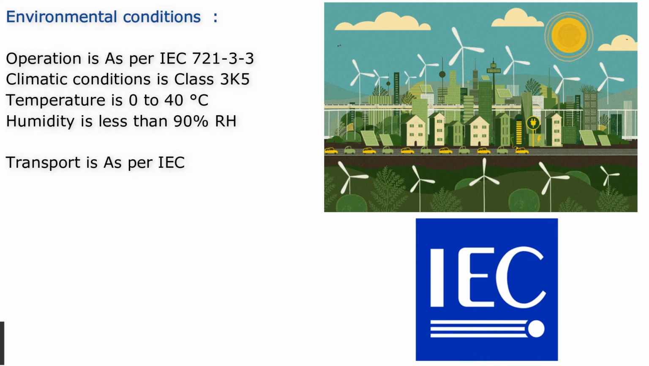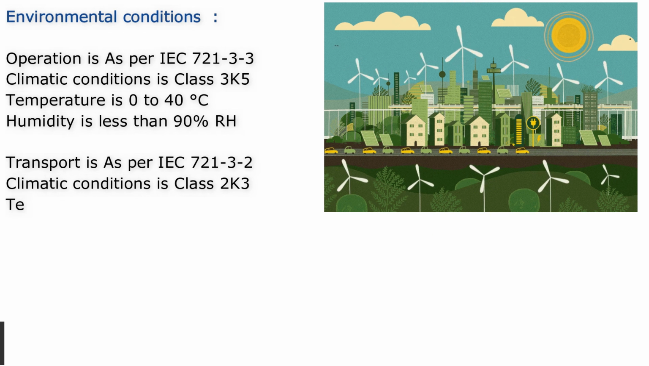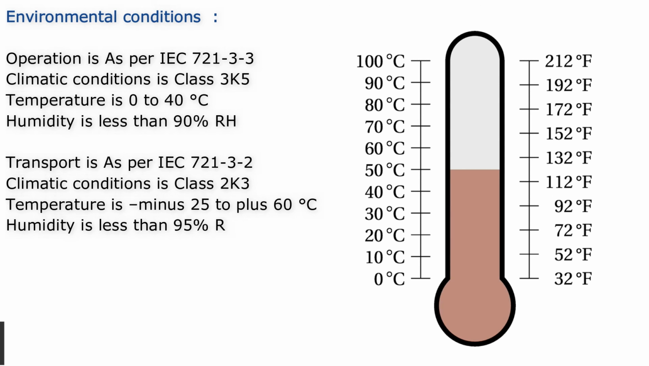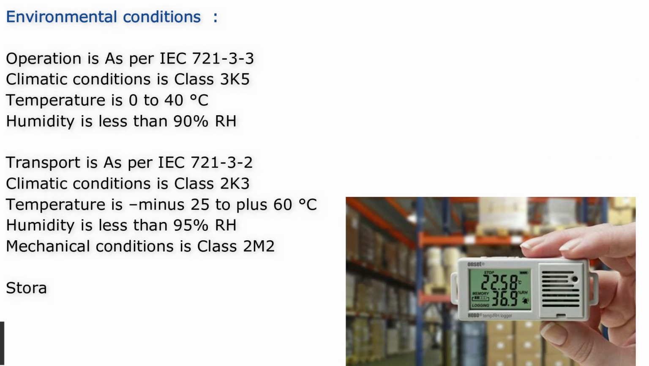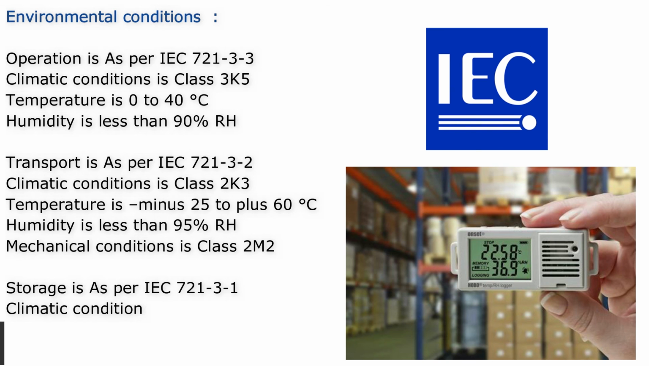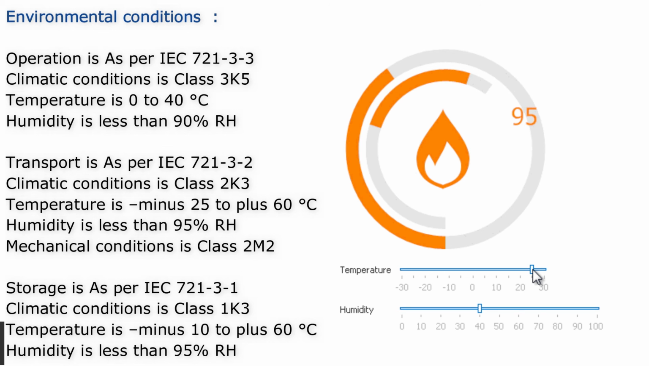Transport is as per IEC 721-3-2. Climatic conditions is Class 2K3. Temperature is minus 25 to plus 70 degrees Celsius. Humidity is less than 95% RH. Mechanical conditions is Class 2M2. Storage is as per IEC 721-3-1. Climatic conditions is Class 1K3. Temperature is minus 10 to plus 70 degrees Celsius. Humidity is less than 95% RH.